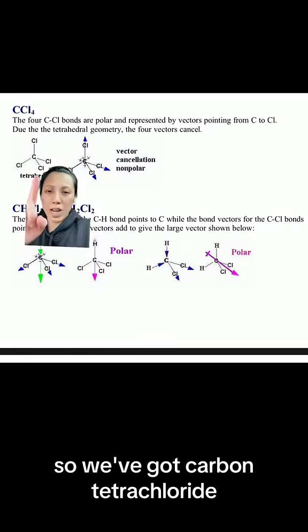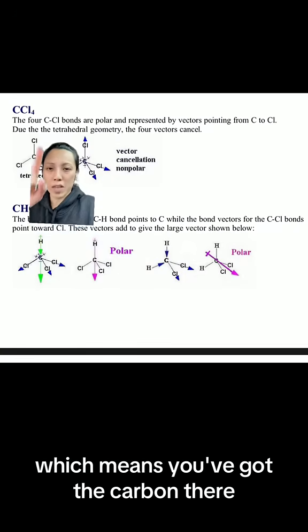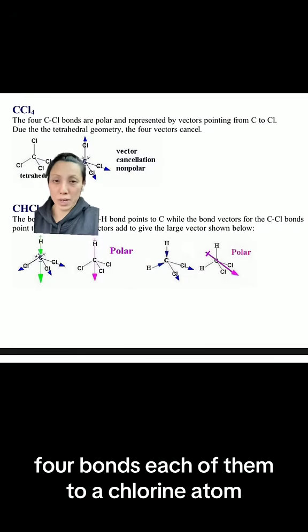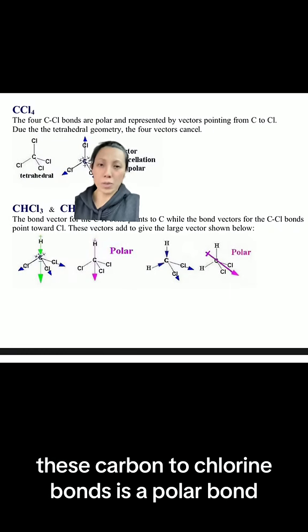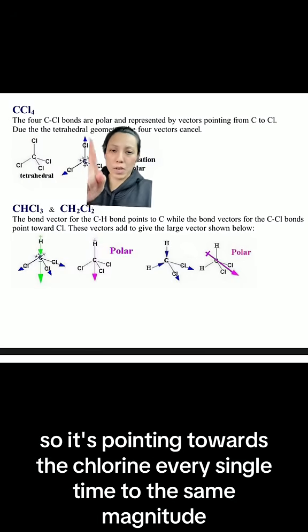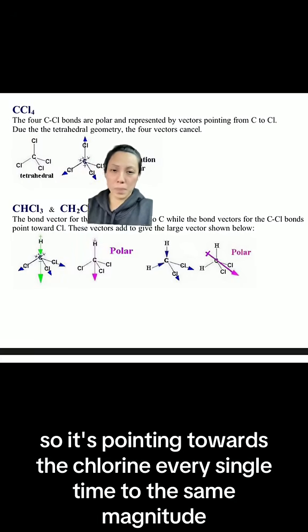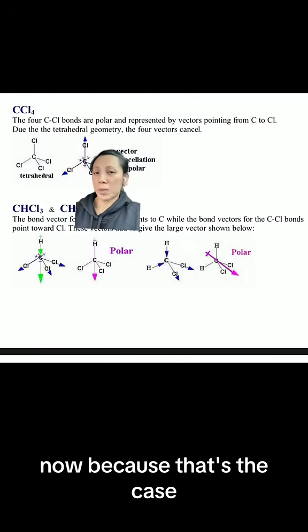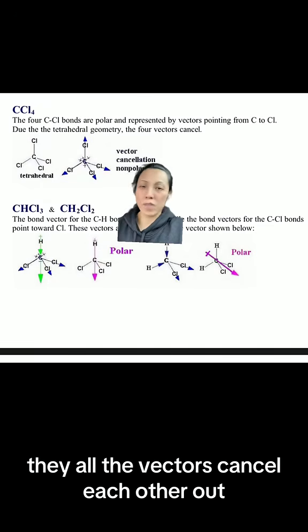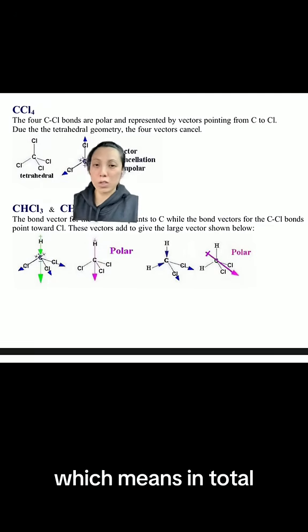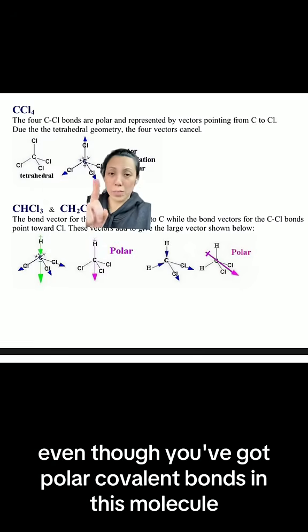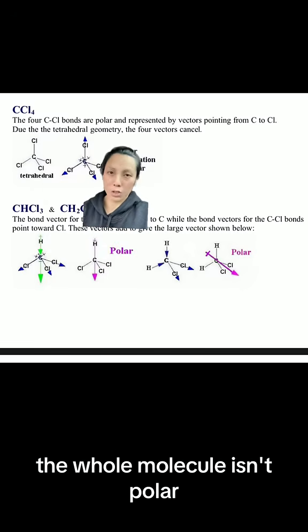not. So we've got carbon tetrachloride, which means you've got the carbon there with 4 bonds, each of them to a chlorine atom. These carbon to chlorine bonds are polar bonds, as you can see represented here. It's pointing towards the chlorine every single time, to the same magnitude. Because that's the case, all of the vectors cancel each other out, which means that in total, even though you've got polar covalent bonds in this molecule, the whole molecule isn't polar.